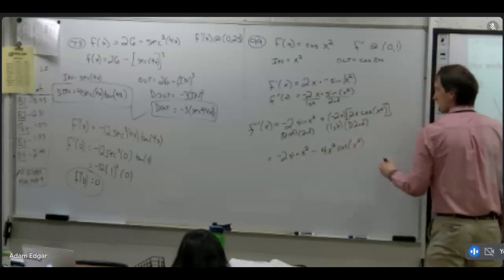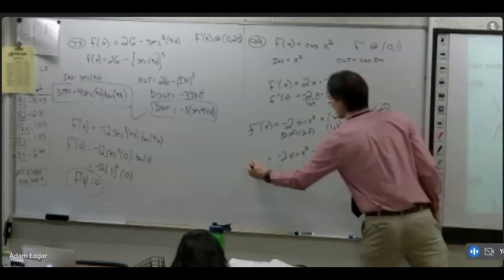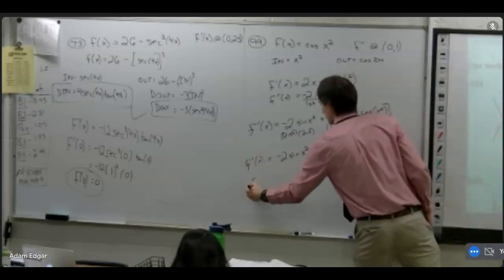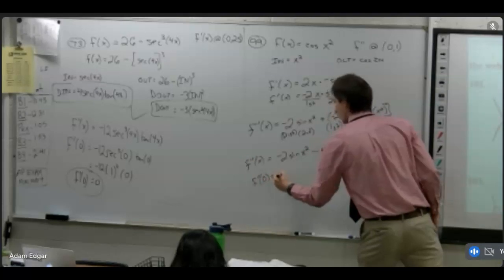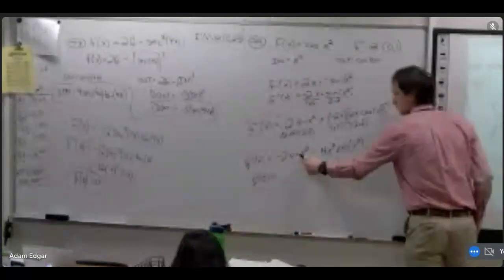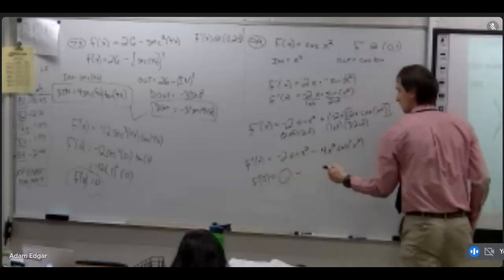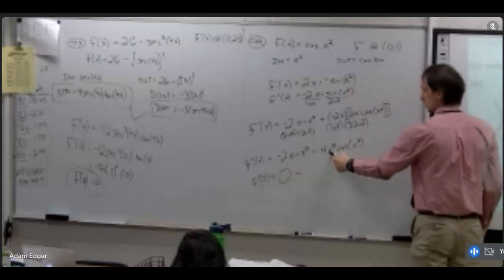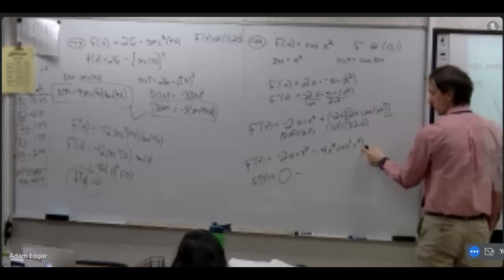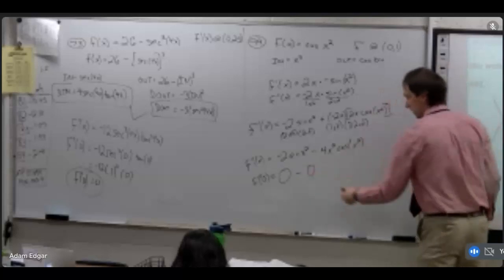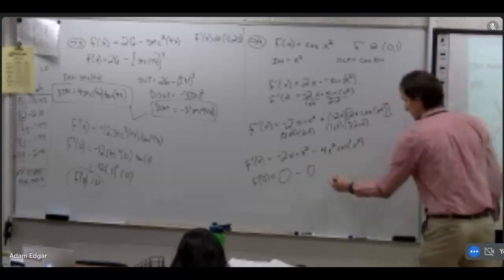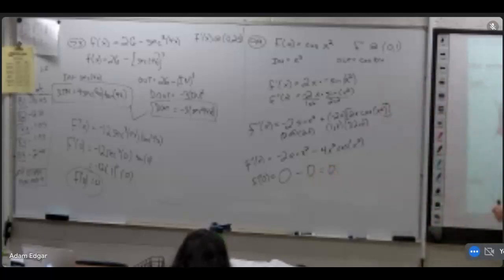And now what are we plugging in? 0. So we got to just plug in 0. What's sine of 0? 0. And 4 times 0 is, so do we even care what cosine of 0 is? No, because 4 times 0 is going to kill it. And so this is a 0. Ta-da!